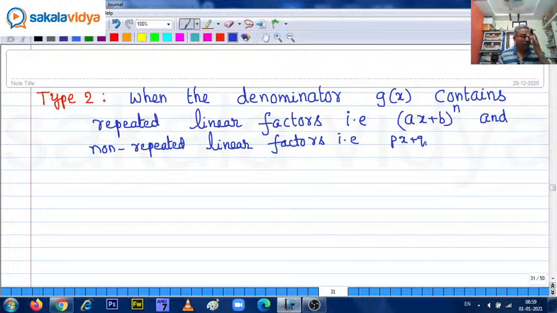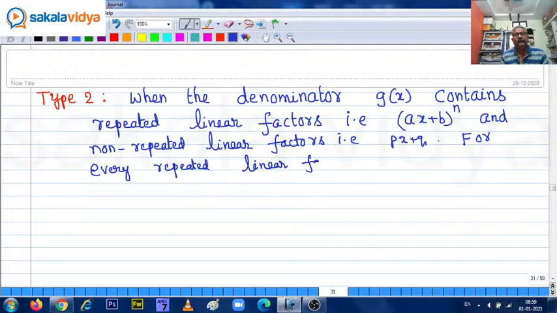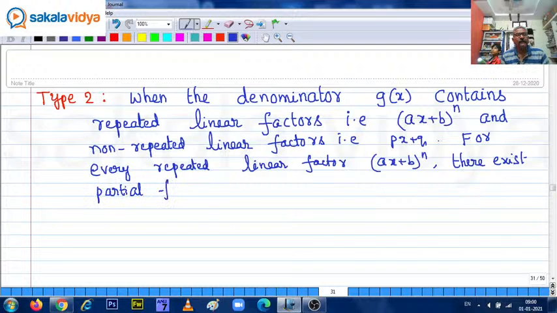So that means for every repeated linear factor (ax plus b) whole to the power of n, there exist partial fractions of the form, starting with ax plus b, (ax plus b) whole square, (ax plus b) whole cube, and so on up to (ax plus b) whole to the power of n. We get n partial fractions if it is repeated n times. That will be in the form like this.